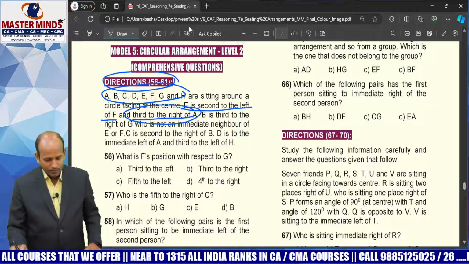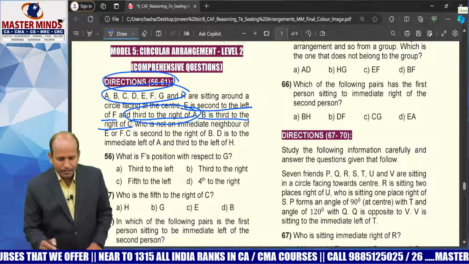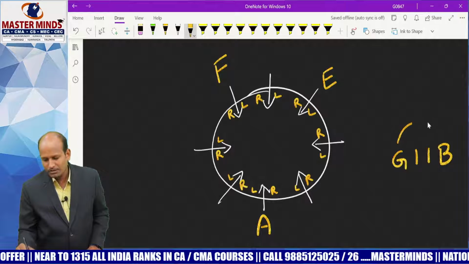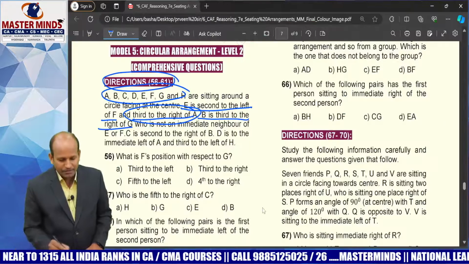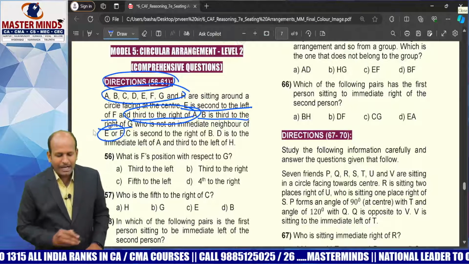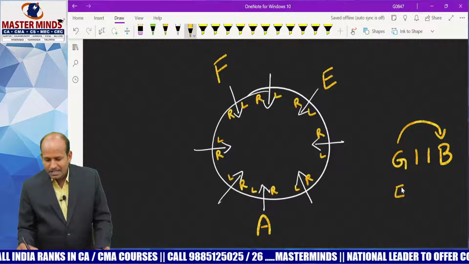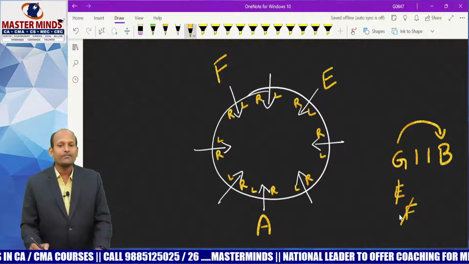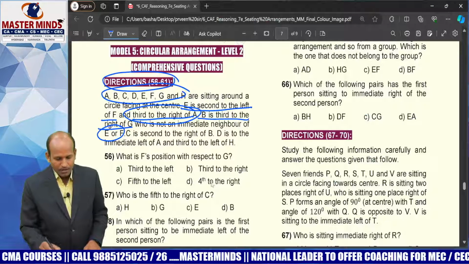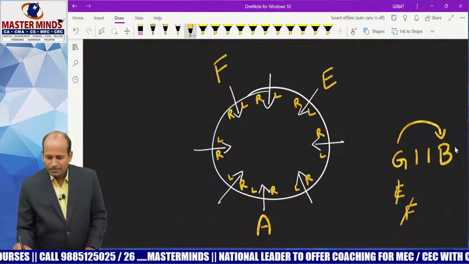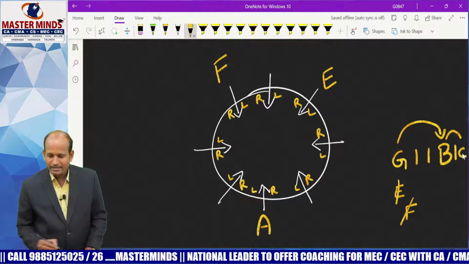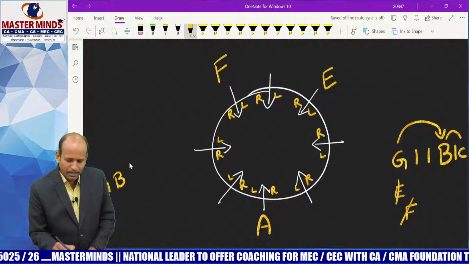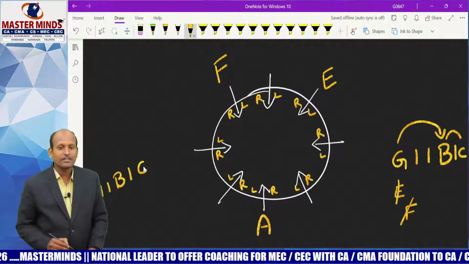Next one. B is third to the right of G. So G first right, second right, third right is B. B is third to the right of G. G is not a neighbor of E or F. That means G is not a neighbor of E and G is not a neighbor of F. Next. C is second to the right of B. So B first right, second right is C. Already G first right, second right, third right B. B first right, second right is C.